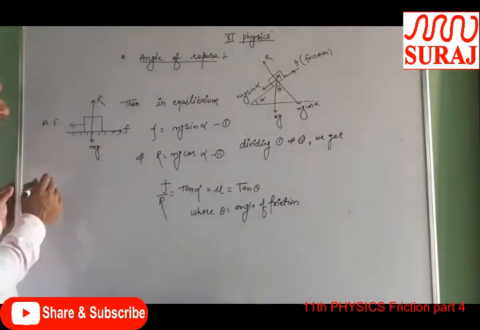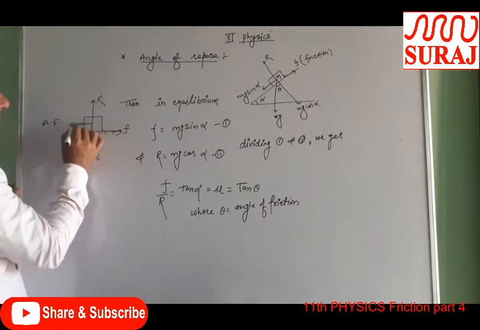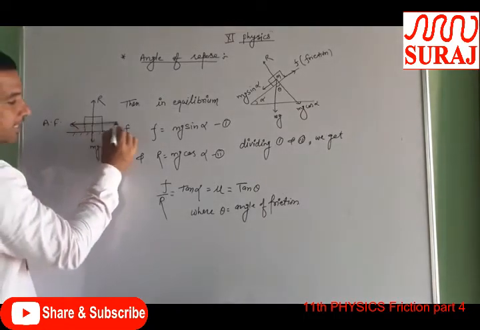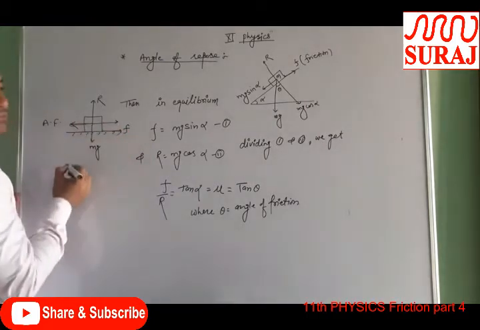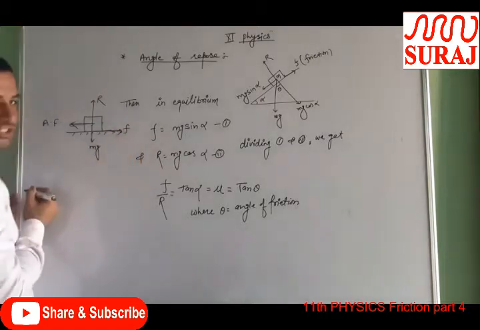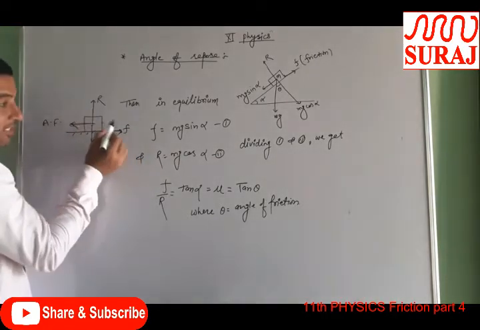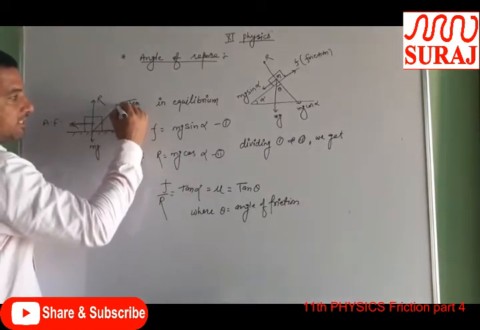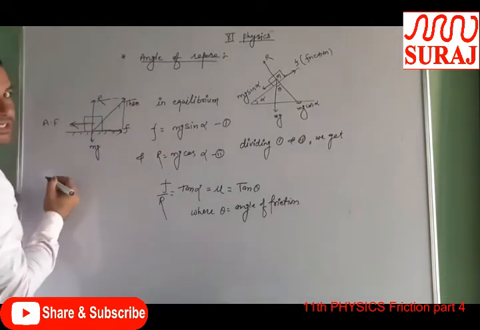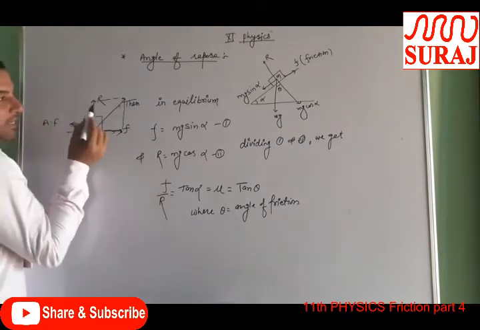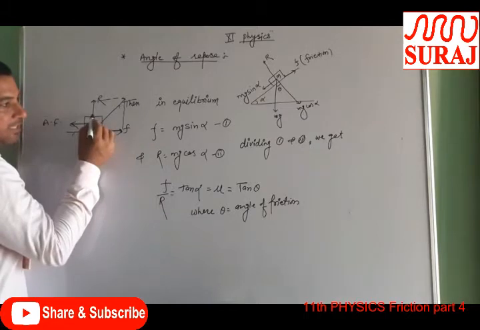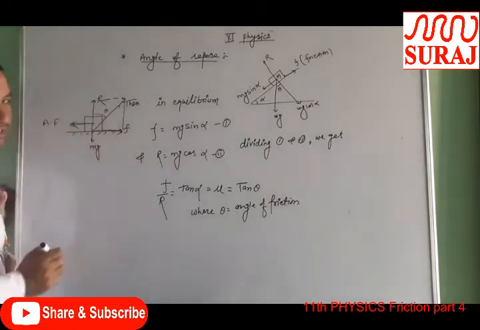Then angle of friction is the angle between the force of friction at the point of contact and the resultant of force of friction and normal reaction. This is the force of friction. This is the resultant of normal reaction and force of friction by parallelogram law of addition. This is the angle of friction represented by theta.